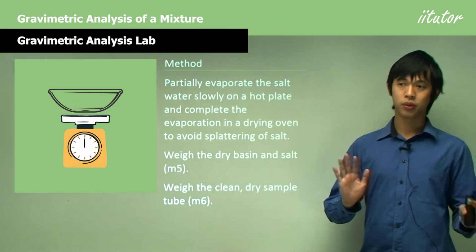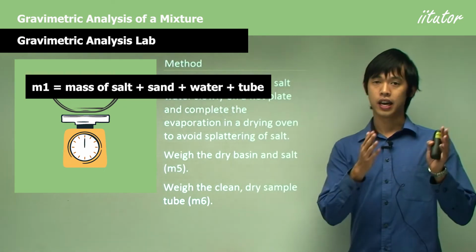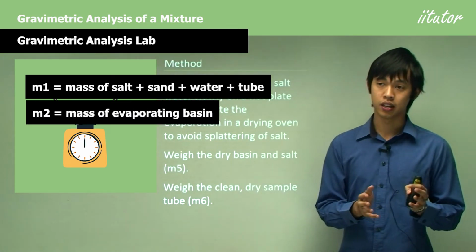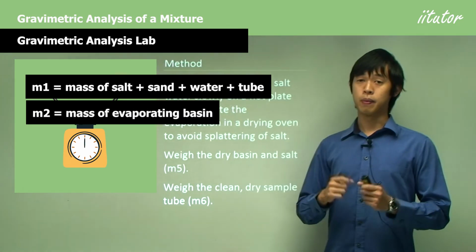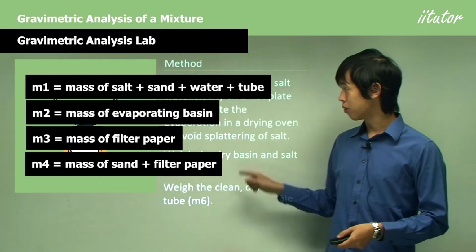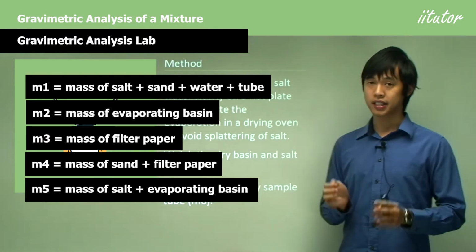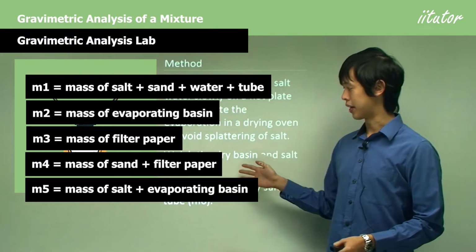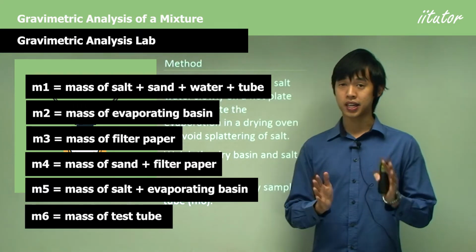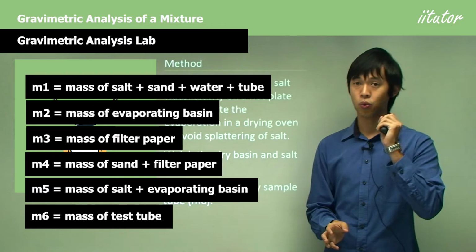So let's just recap on what all the weights are. M1 is the mass of the tube and the mixture. M2 was the mass of the evaporating basin, this one. M3 was the mass of the filter paper inside the filter funnel. M4 was the mass of the sand and the filter paper. And M5 is the mass of the salt and the basin, the evaporating basin. And then M6 is the mass of the test tube that we started with. So we had a test tube, we took all the stuff out, then we weigh the test tube.